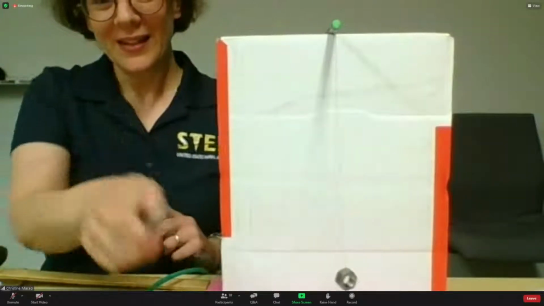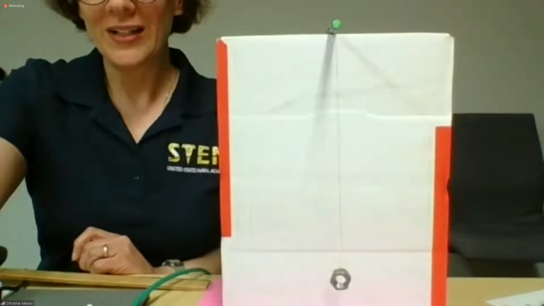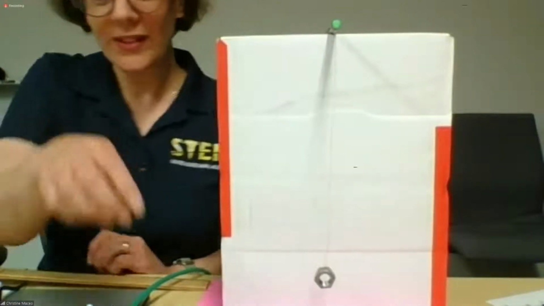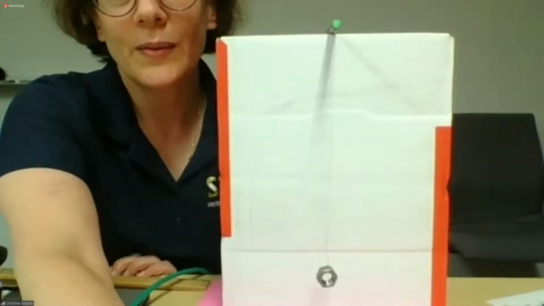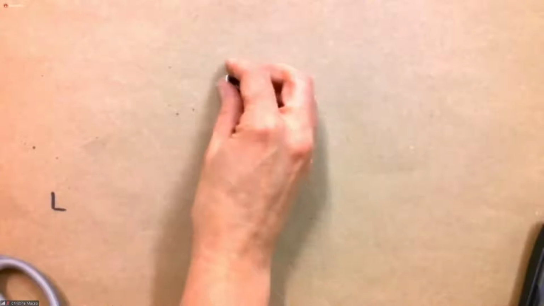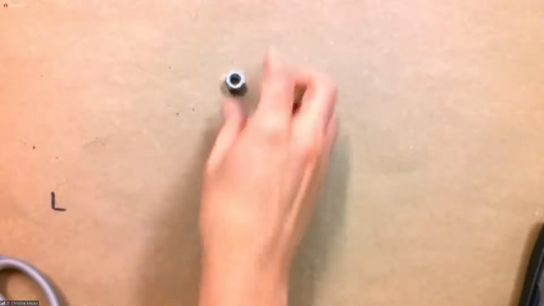Okay, so I guess everything's going well. What we're going to do is move the data aside, and we're going to build another pendulum. So I'm going to come back over here. And this time, I'm going to take out the bob, or the nut, that I asked you to get as part of the supply.